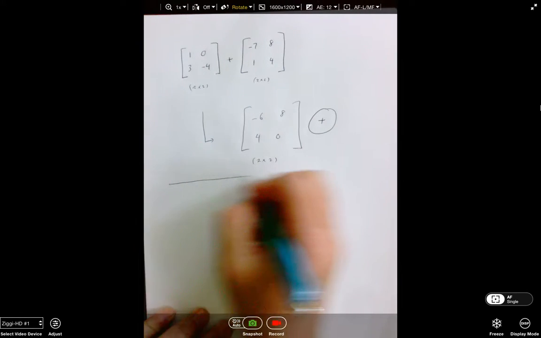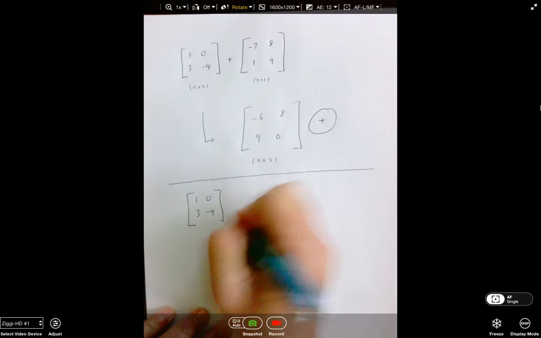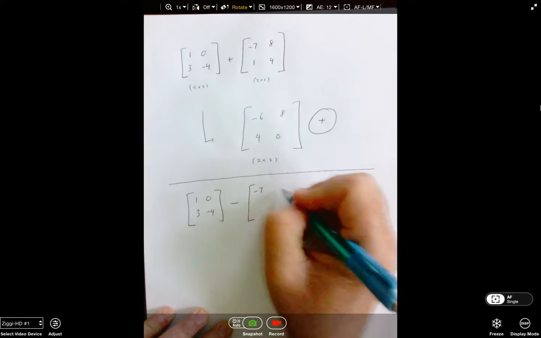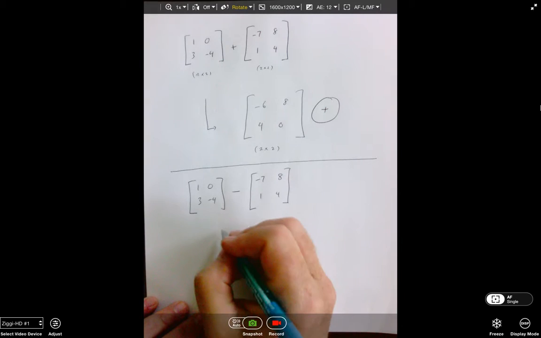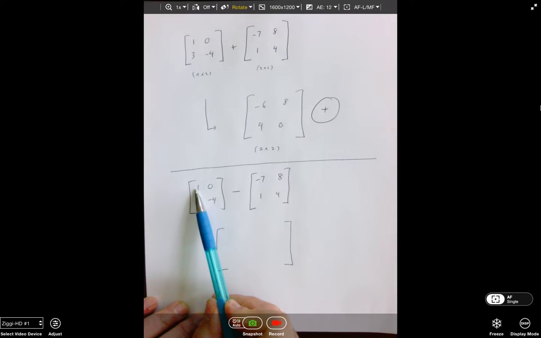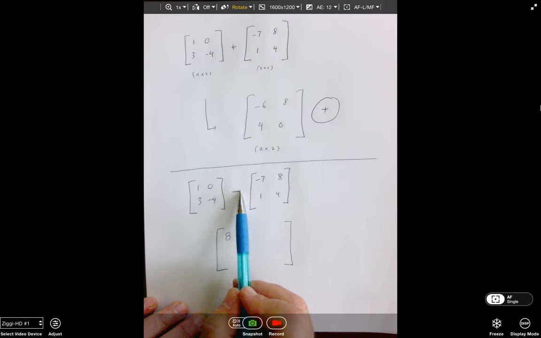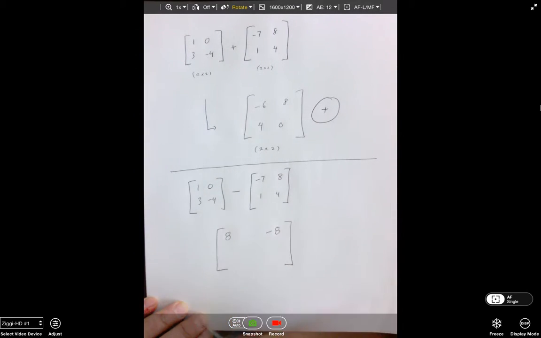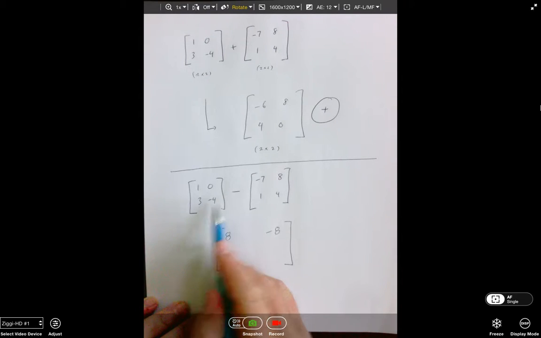So guys, this is an example of adding. We could take the same matrices, and we pretty much do the same thing when we subtract matrices, as long as they're the same size. A 2 by 2 results in a 2 by 2. So I would go 1 minus negative 7. This position, 0 minus 8. Position and position, so I go 3 minus 1. And I go negative 4 minus 4.